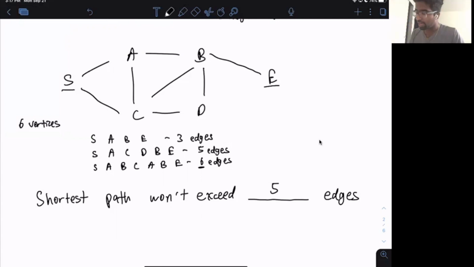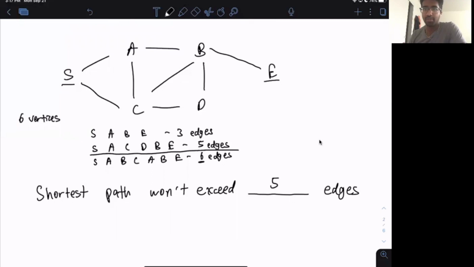An example of that I wrote down here: S to A to C to D to B to E, right? And so this number 5, in terms of a more meaningful expression, would be the number of vertices we have minus 1, right? We know our shortest path is limited to V minus 1 edges total. And so the Bellman-Ford shortest path algorithm builds on that fact.